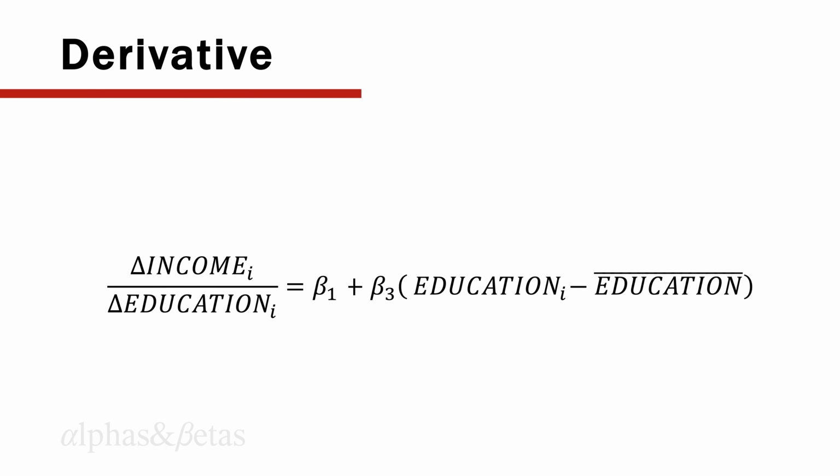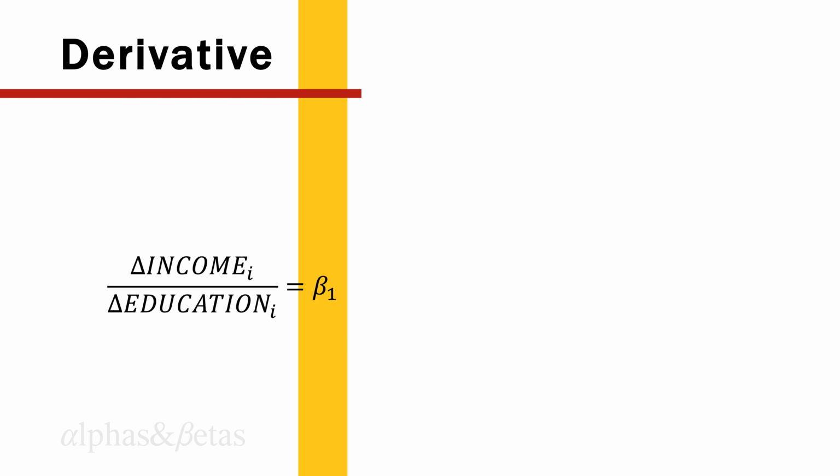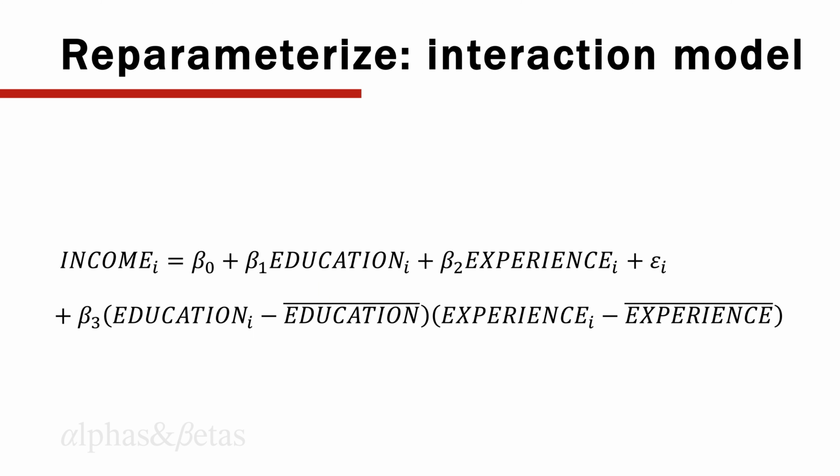The partial derivative is now given by this formula. Beta 1 is the effect at the average level of education. When education is at its mean, the second term drops out, leaving beta 1. We can perform a t-test on beta 1 using the associated standard errors.